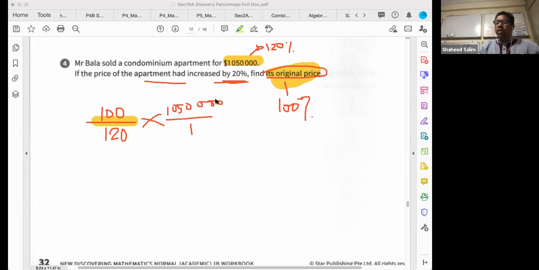105,000. So you just put inside your calculator and then you will get it. Having a calculator but not knowing how to use a formula is not going to help you. So you must understand the concept 100%. So how much is it? The original price is $875,000. If you don't believe, you find what's 20% of this, you add up with this, you will get 100%.